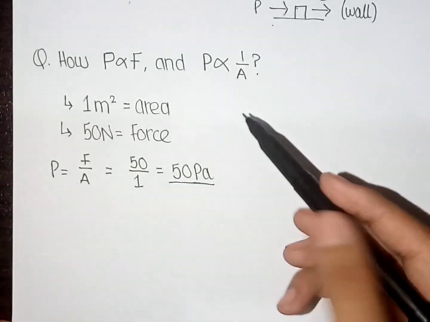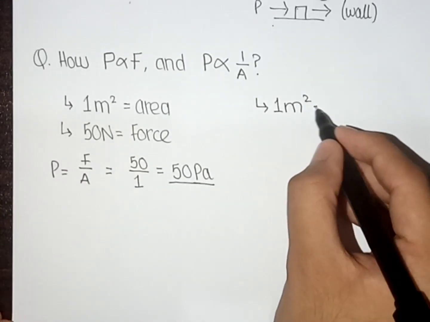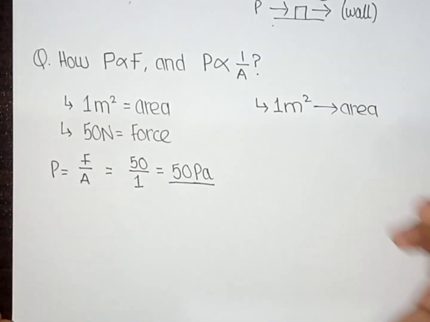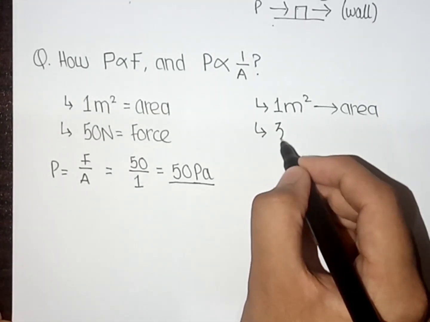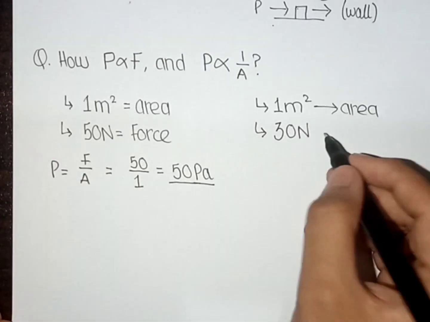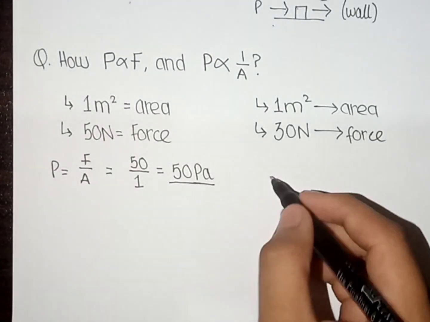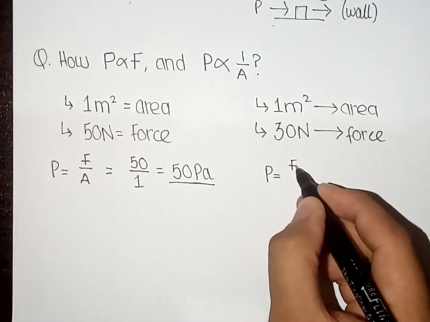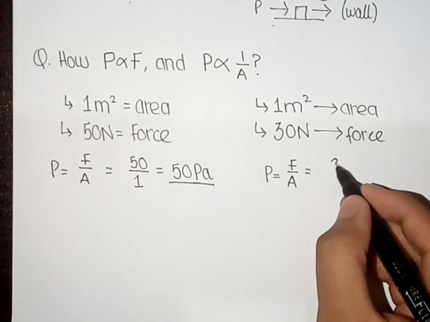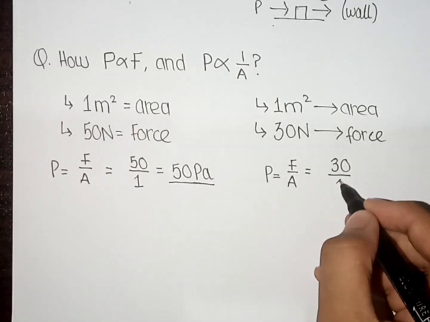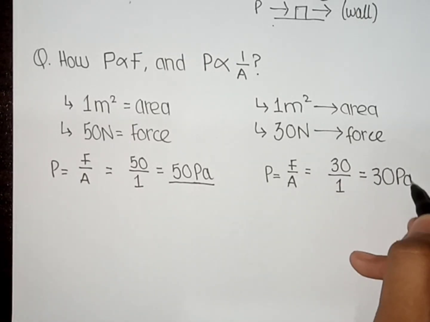Okay, we have taken 1 meter square again as the area. Obviously meter square represents the area, and we'll take the force as 30 newtons. Now putting the formula. Remember that writing the formula on paper will give you 1 mark. Writing the formula is important. Force divided by area will be 30 pascals.